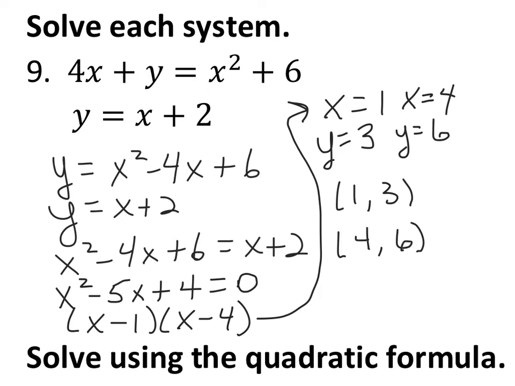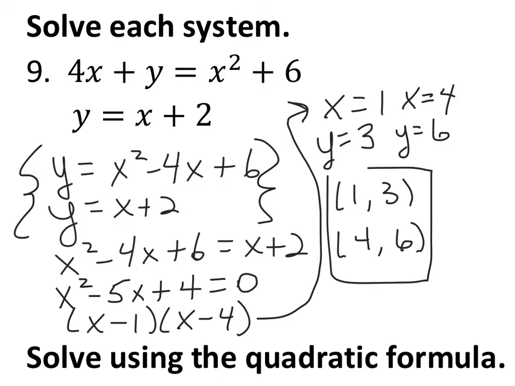And I'm going to check this by graphing these in a graphing calculator. I can graph these two equations together and find the intersecting points. The intersecting points should be 1, 3, and 4, 6.